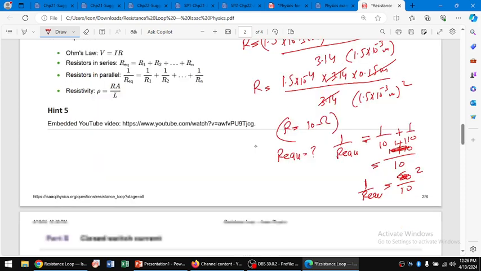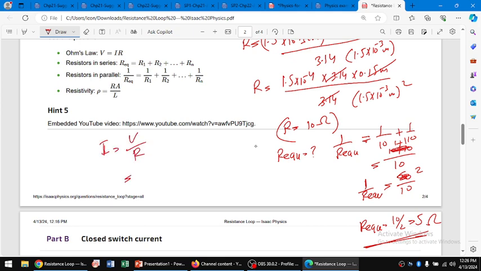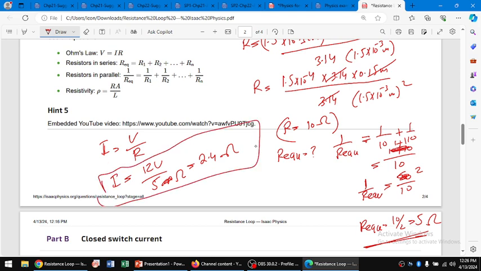2 over 10, that gives us 5. So R equivalent is equal to 10 over 2, that is equal to 5 ohm. So the equivalent resistance is 5 ohm. Then we can find the current I, that is equal to V over R. So the potential is 12 volt divided by 5 ohm, that gives us 2.4 ampere. So the current flowing through the circuit is 2.4 ampere. This is what we need to find.